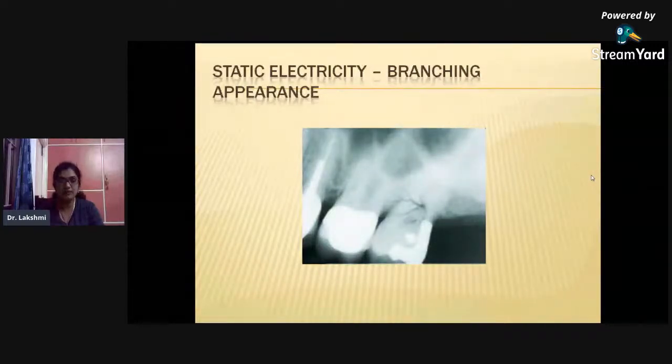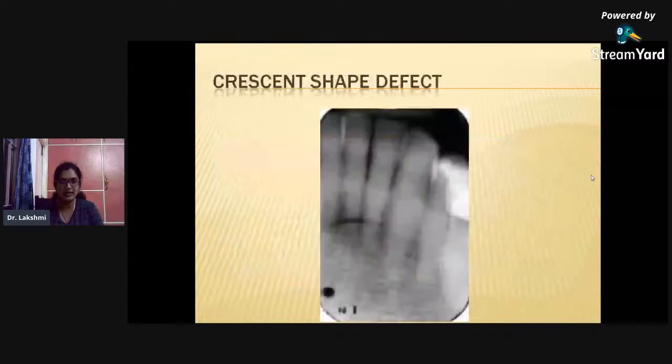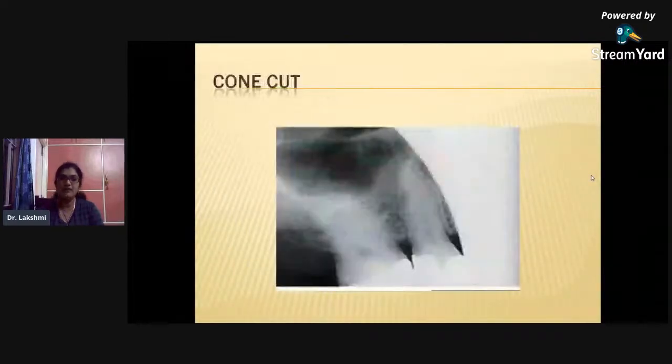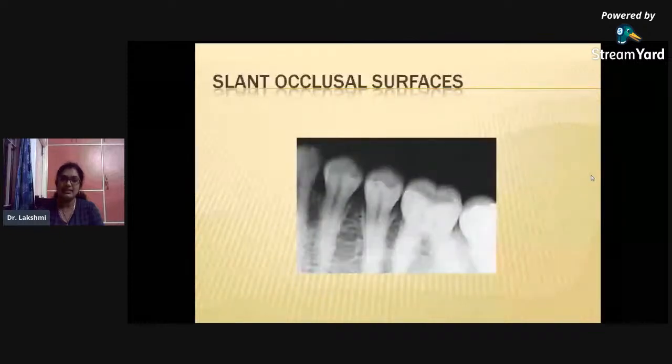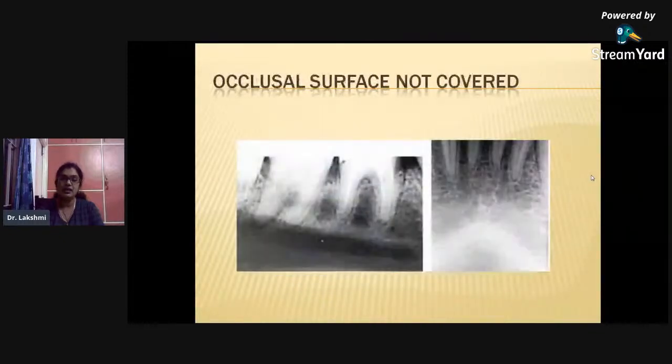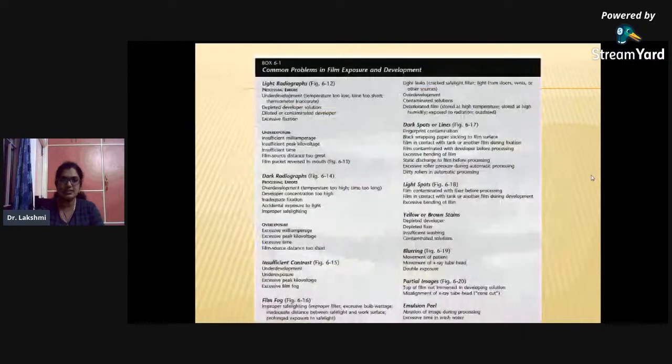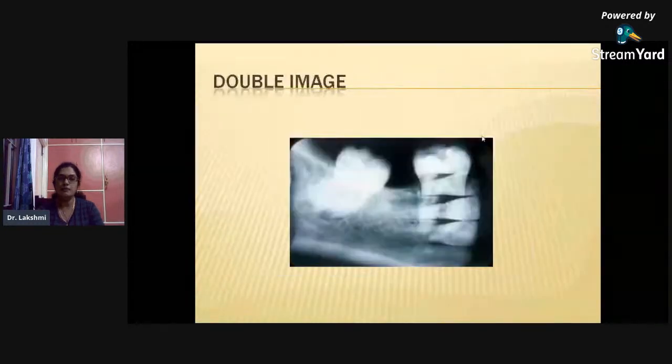Now if you go back, you can read the White and Pharoah, the one which I have attached to this, that is the tabular form in which it is there. See this Box 6.1, common problems in film exposure and development. If you read this, you will know how each thing looks. You will be able to understand and retain it better. So now let us go to our MCQs.